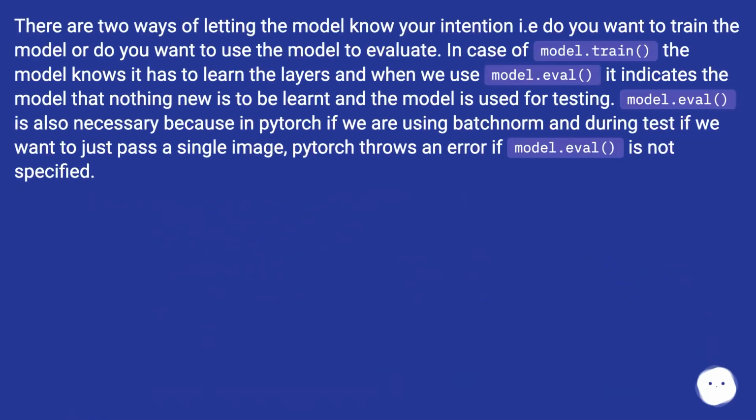There are two ways of letting the model know your intention. Do you want to train the model, or do you want to use the model to evaluate? In case of model.train, the model knows it has to learn the layers, and when we use model.eval, it indicates to the model that nothing new is to be learned and the model is used for testing. Model.eval is also necessary because in PyTorch, if we are using batch norm, and during test we want to just pass a single image, PyTorch throws an error if model.eval is not specified.